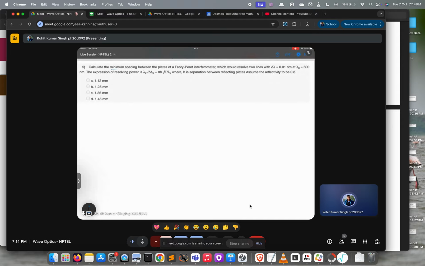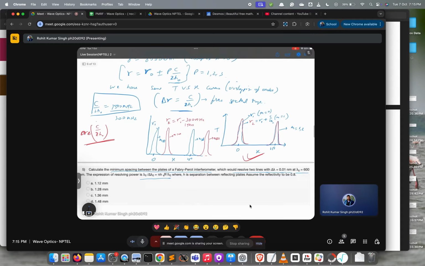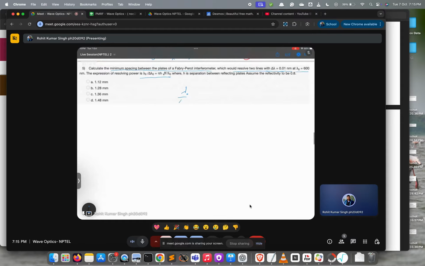Calculate the minimum spacing between the plates of a Fabry-Perot interferometer which would resolve two lines with delta lambda 0.01 nanometer and lambda naught 600 nanometer. Everything is given here. The resolving power formula is the one I just wrote: pi h root f by lambda naught. So what we have to find is basically h, right?